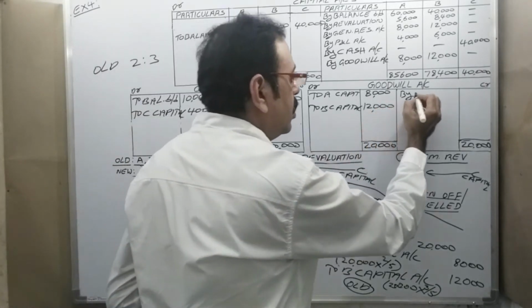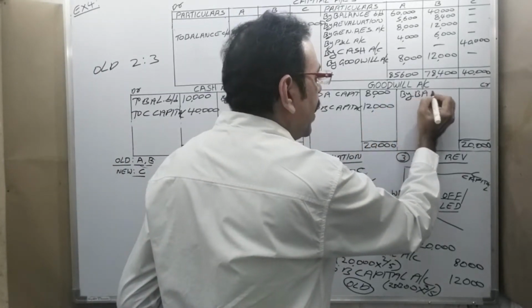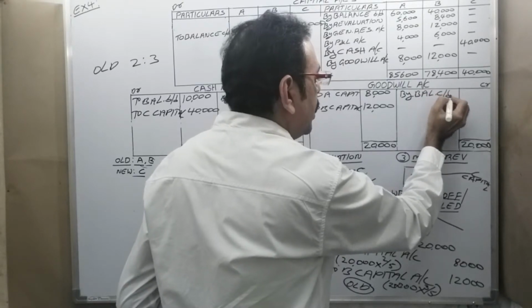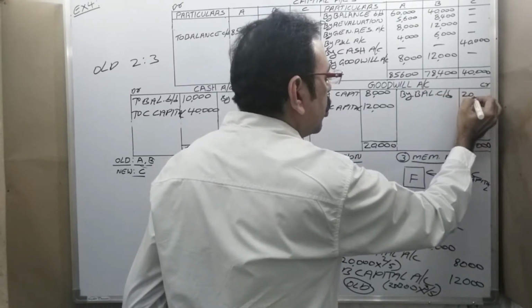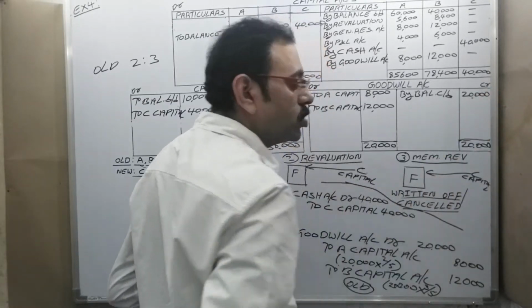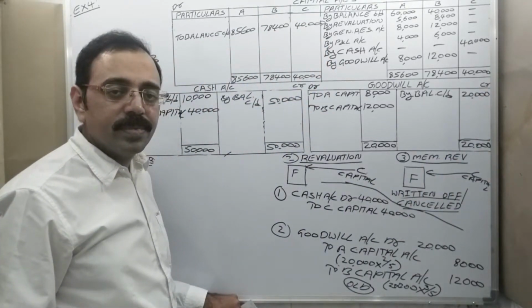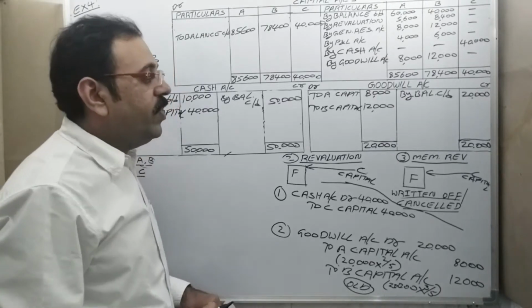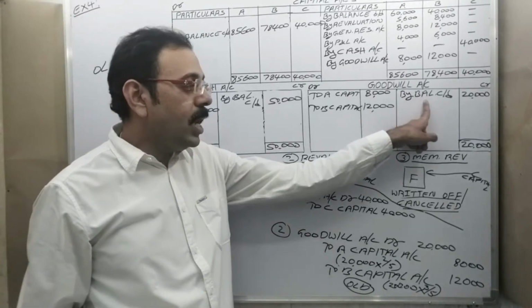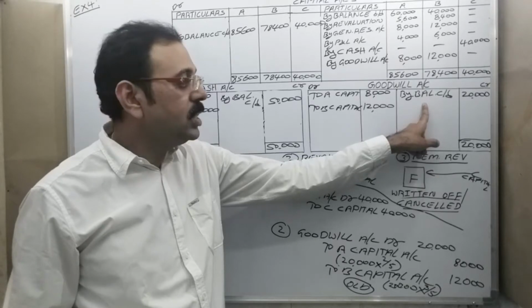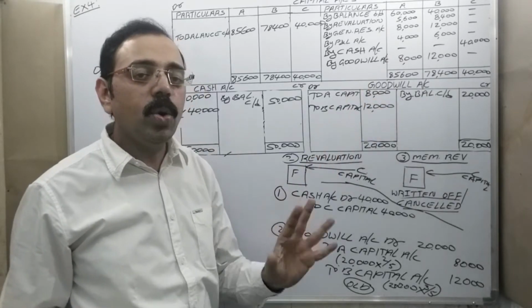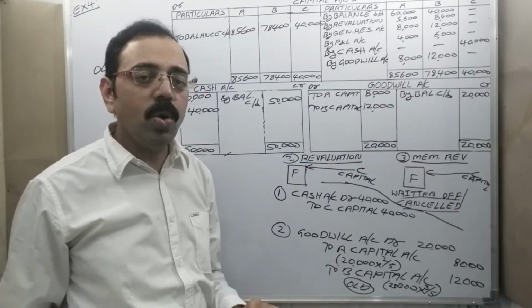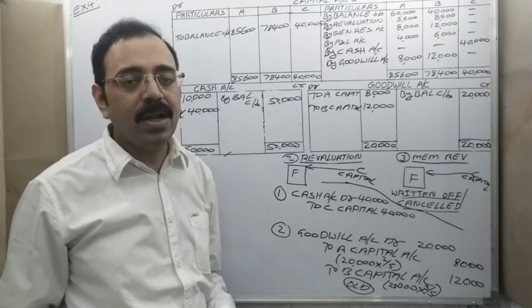Credit side, by balance carried down, debit side total, that is 20,000 rupees. This is a new point. When any account shows some balance, the meaning is that the account is not yet closed. When it is not closed, then it appears in the balance sheet.